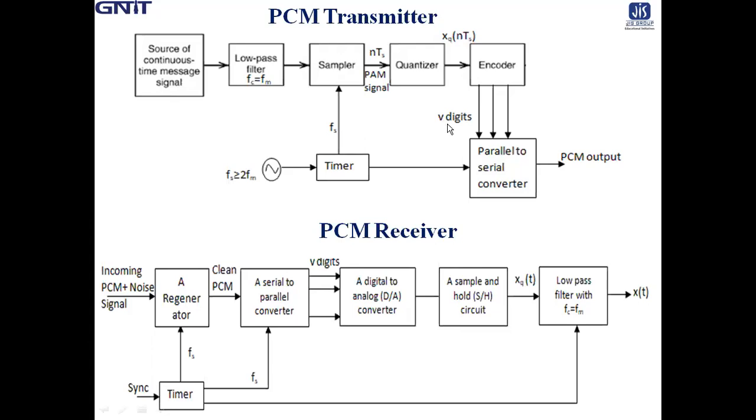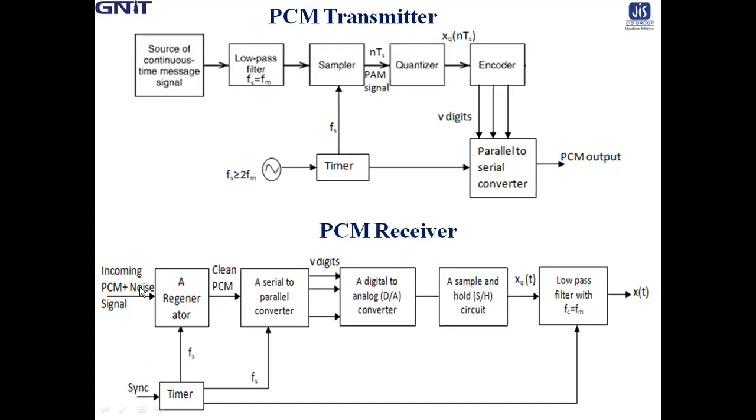So V digits are required to represent the binary representation. Then the PCM output is actually serial, so a parallel to serial converter is required which converts the parallel input to the serial output. So this is all about the PCM transmitter. Now, let us move to the PCM receiver.